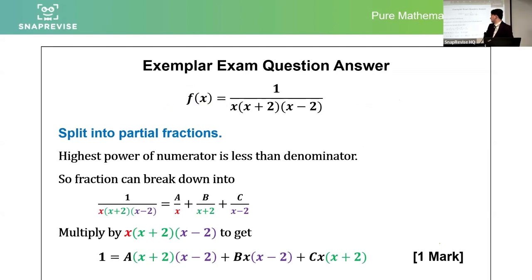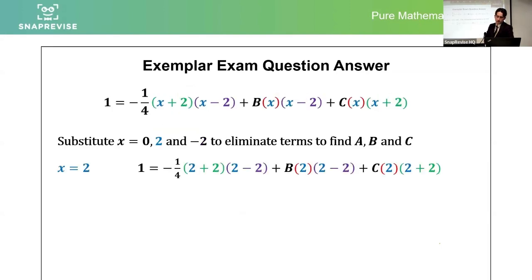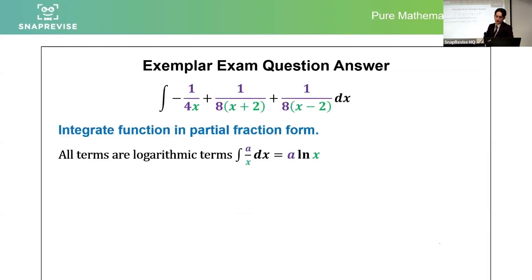You put in 2 minus 2 and 0. You got A as -1/4, C is 1/8, B is 1/8. And that's where we're at.